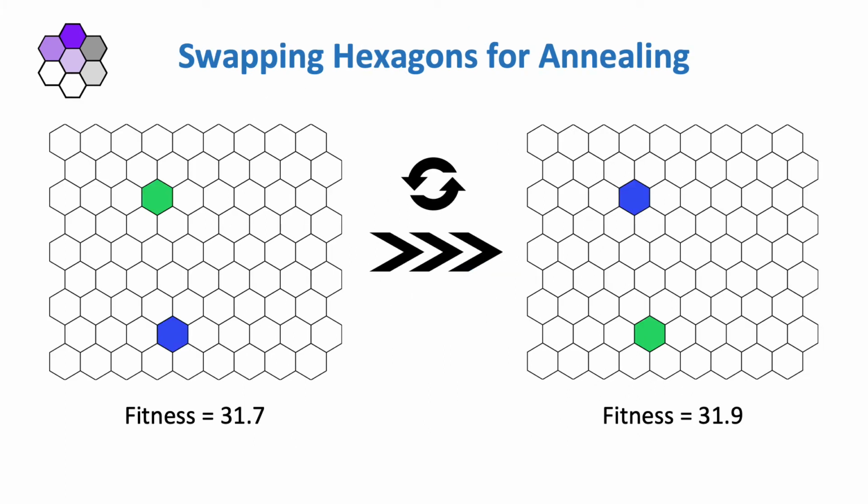Next, two hexagons are chosen at random and swapped with each other. The fitness of the canvas is recalculated again after the swap. If the fitness increases, the swap is kept, but if it decreases, then the swap is reversed. In the example here, the swap increases the overall fitness from 31.7 to 31.9, so it would be kept.